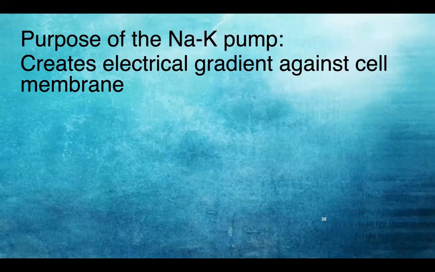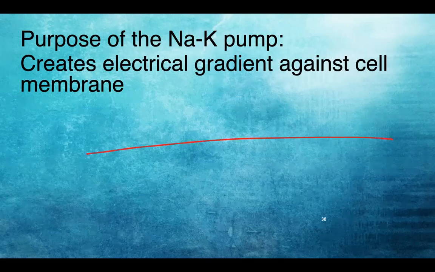Now, we already hopefully understand what gradient means. It's having two different concentrations of something on either side of a membrane. So if this is our cell membrane, let's say per second we're pumping out 450 sodium and we're only pumping in 300 potassium. Both of these ions have a charge of +1. So every second, you are creating a gradient of a difference of 150, a charge of 150.